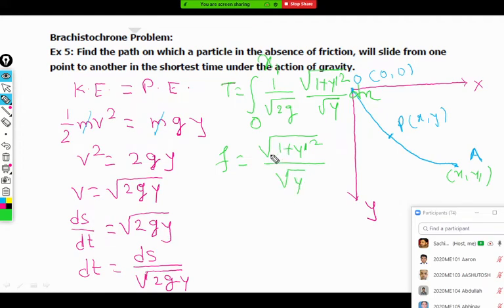1 plus y dash square upon root y, and this f we have to minimize. So we say we have to minimize this, so it should satisfy Euler's equation. Again, this f is free from x.